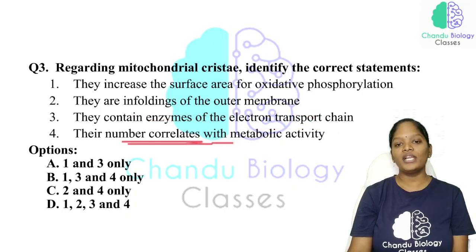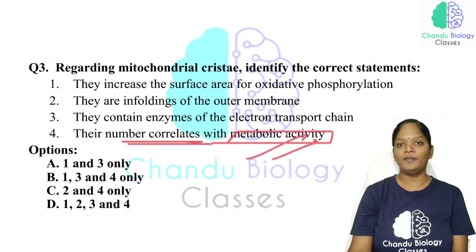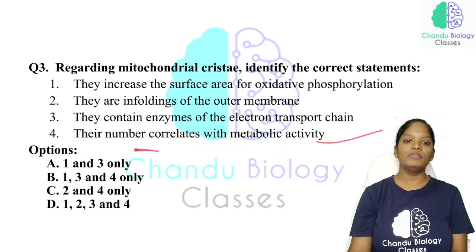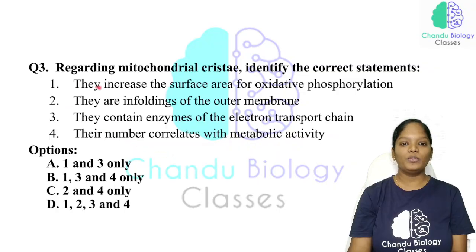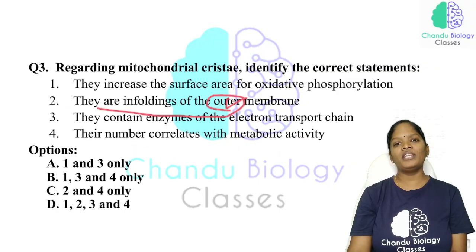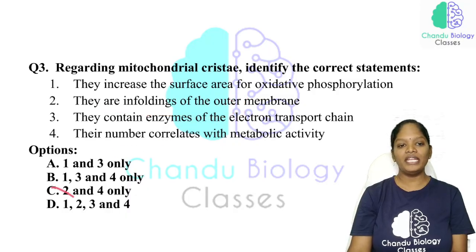Their number correlates with the metabolic activity. Okay, so they are saying their numbers. So just tell me, here they say the cristae are the enfoldings of the outer membrane. The outer membrane doesn't have any enfolding, so we can eliminate the second option easily. Right?